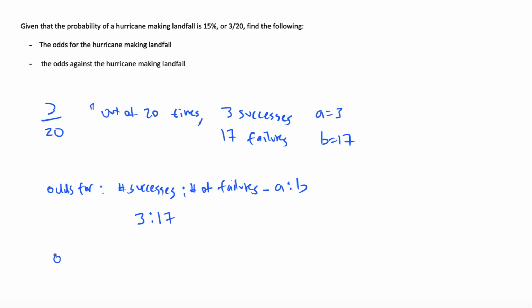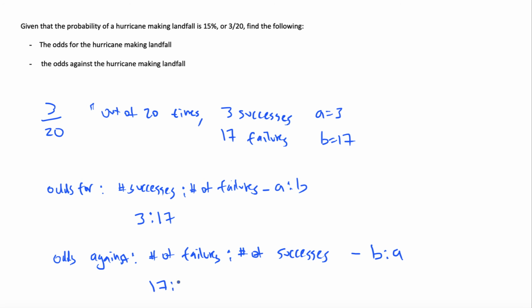So similarly, the odds against is just going to be the opposite. It's going to be the number of failures. That number will come first, compared to the number of successes. And notice when we use odds, we use a colon. So we can write that as B to A. So it'll be 17 colon 3.